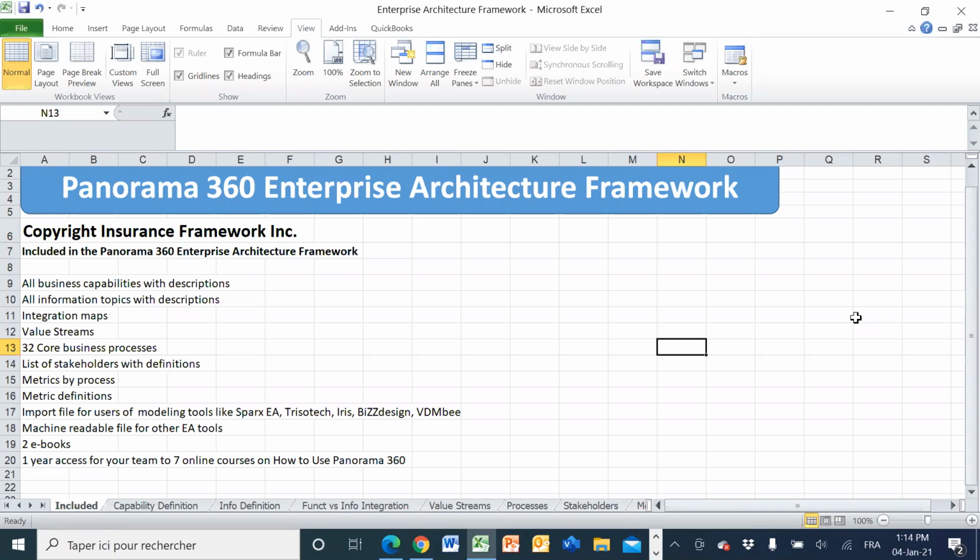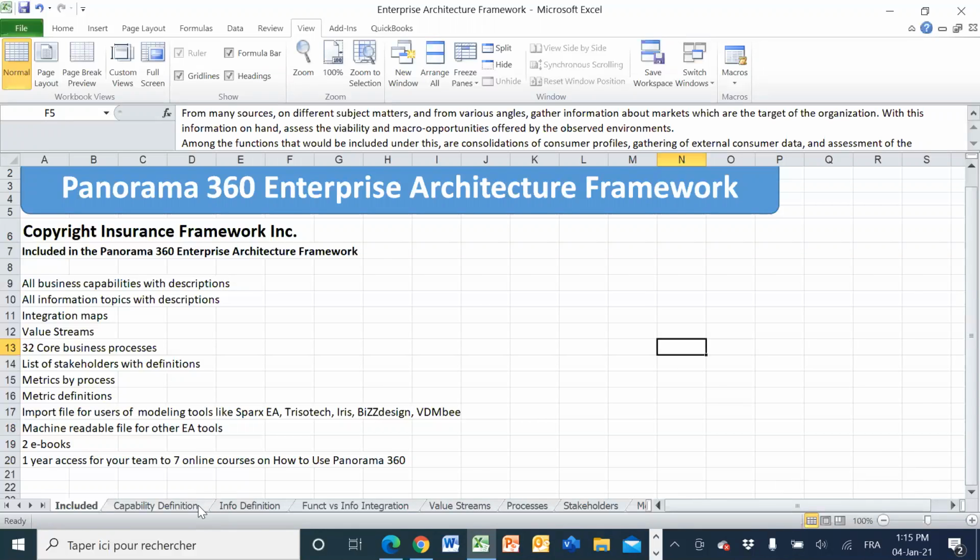This is the only fully integrated set of business capabilities, information capabilities and structures, value streams, business processes, metrics, and stakeholders for the insurance and wealth management industry. Let's look at what's included in the framework.